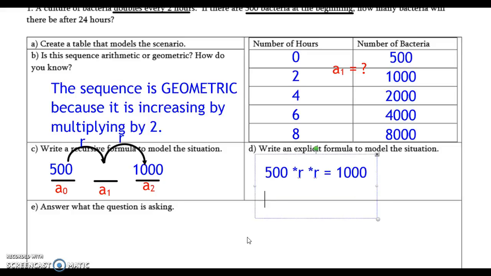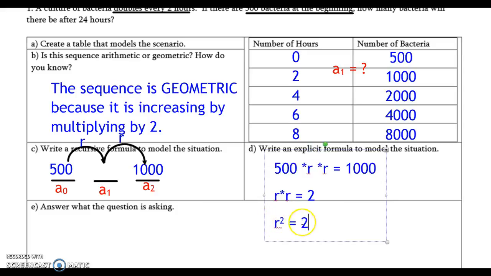The next step is to try to solve for r, get r by itself. So we know that in order to get r by itself, we need to divide both sides by 500. So we have r times r is equal to 1,000 divided by 500, which is 2. So far so good. We have r times r is equal to 2. We know that r times r is simply r squared. So we can represent this as r squared is equal to 2. Well, in order to get the value of r, it seems to me that we should just square root both sides. So the answer for r, the value for the common ratio, is not 2, but the square root of 2.